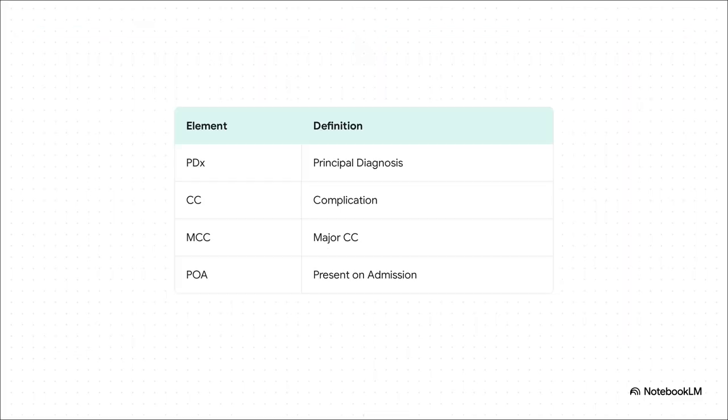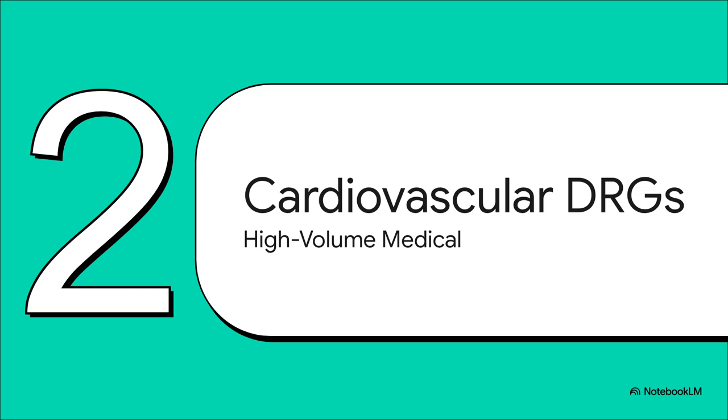To really master this medical side, you absolutely must control these core elements: principal diagnosis, complications and comorbidities, or CCs, major CCs, and the present on admission, or POA, indicator. Accurately capturing these elements is what prevents massive revenue leakage. Seriously, a vague diagnosis simply strips away your CC or MCC status, and that is going to instantly tank your DRG relative weight.